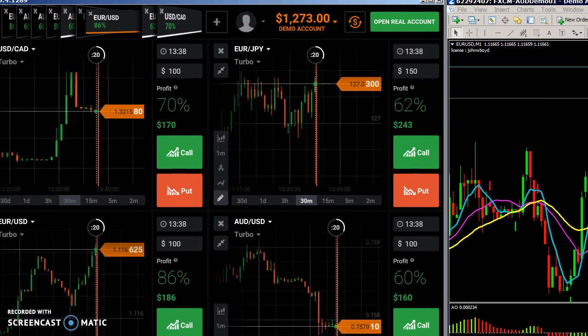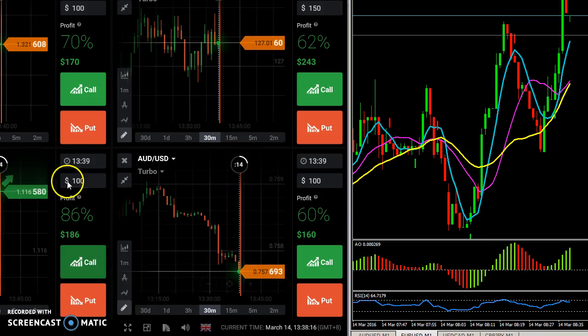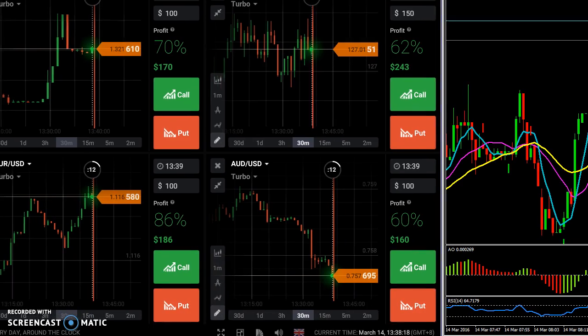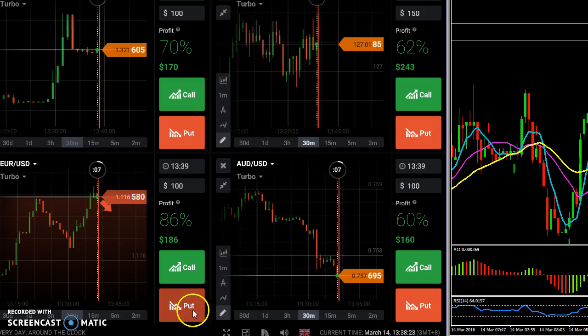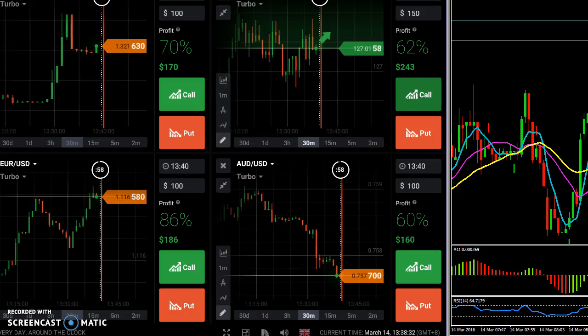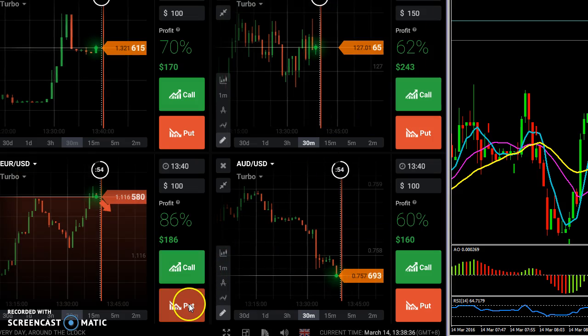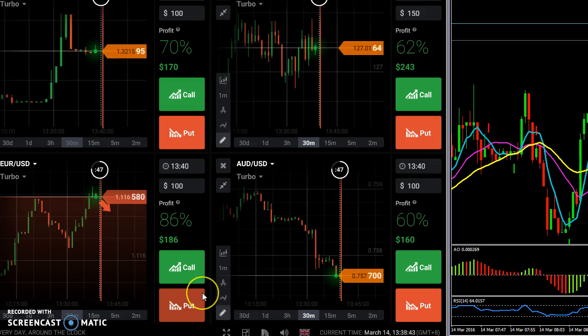So I'll be right back on the next signal. Okay, Euro USD put. So this one looks pretty good. Just waiting to see if it's going to go up because it is hitting some resistance from the bottom. Doesn't look like it's going to go up.